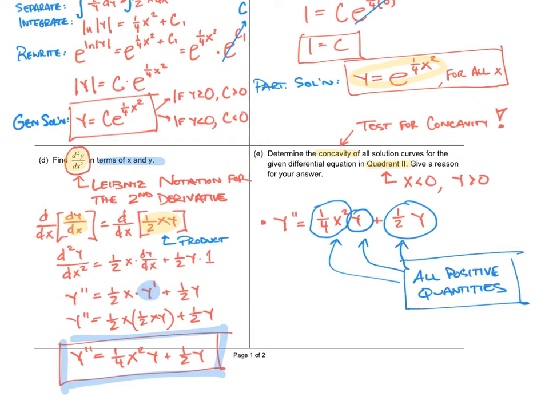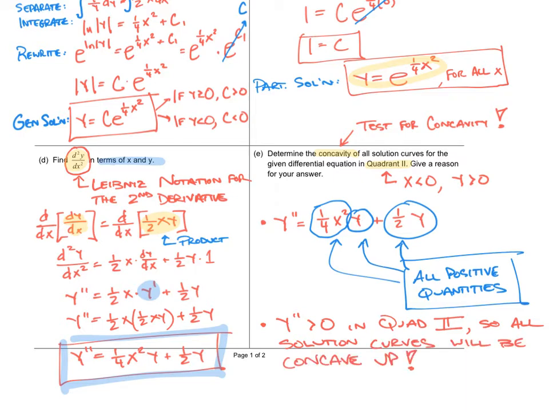Because those are all positive quantities, when we multiply them or combine them, we will end up with the following. Y double prime will be greater than 0 in quadrant 2. So all solution curves will be concave up.